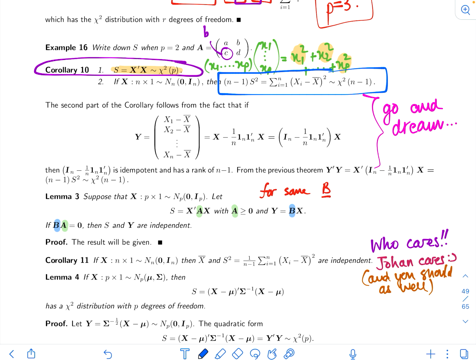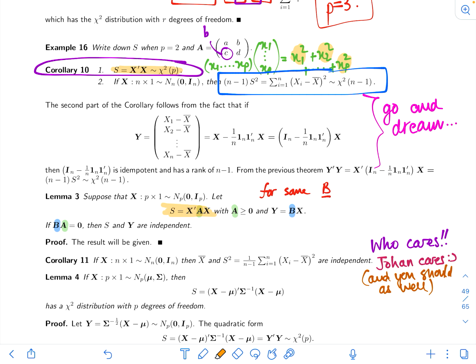Lemma 3, x is again a standard normal vector, multivariate normal vector. Then it's given that I do have some quadratic form S. A is positive definite, or at least positive semi-definite. And Y is some matrix B times X for some B.